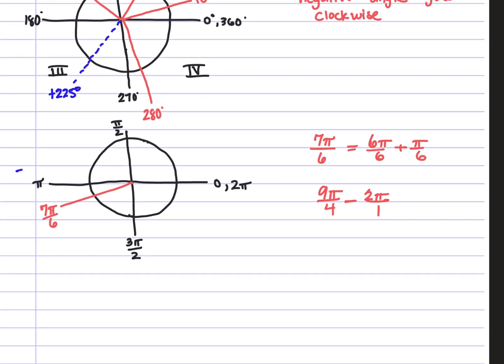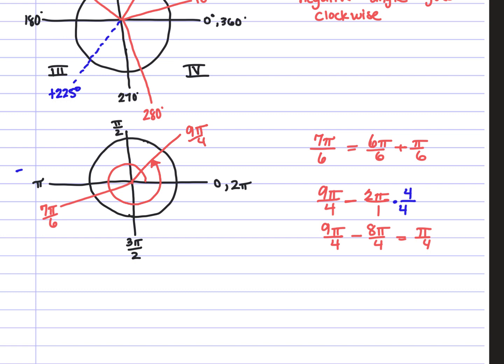We know in order to subtract fractions, we need common denominators. So I'm going to multiply the top and the bottom by 4. So we have 9 pi over 4 minus 8 pi over 4. So that tells me I went a whole circle, 2 pi, all the way around, plus an extra quarter, 1/4. So about right here is 9 pi over 4. And one thing I should have been doing was showing the travel all the way around and ended up here.